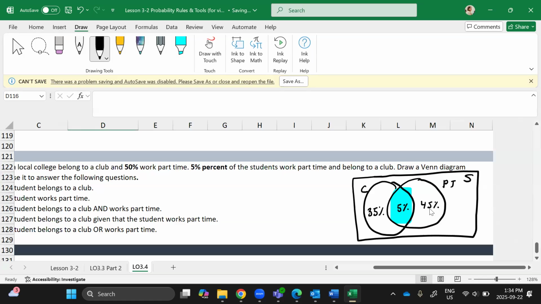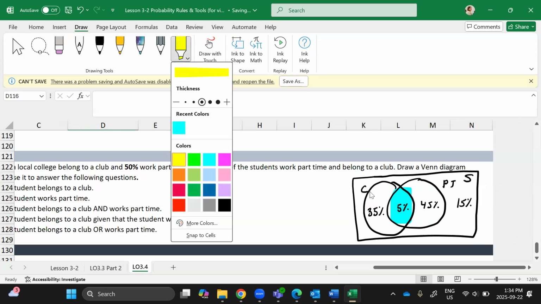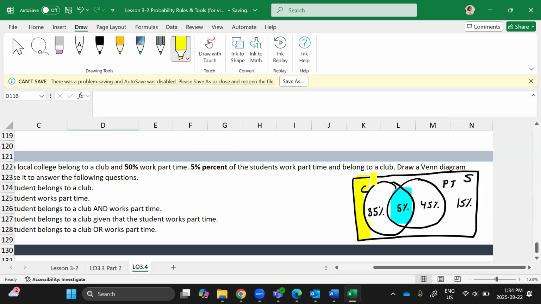So if we have the picture that looks like this, 45 plus 5 is 50, plus 30 would be 80, plus 5 more is 85. Then we have 15% left over that do neither. In the sample space, that's the complement. For the complement of everything outside of the circles, all in here, everything outside the circles, that's the 15%.